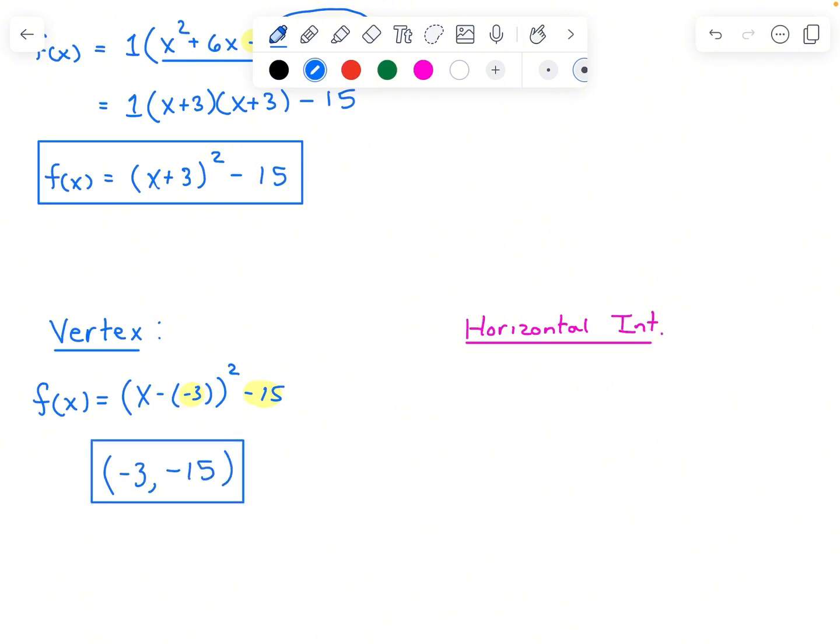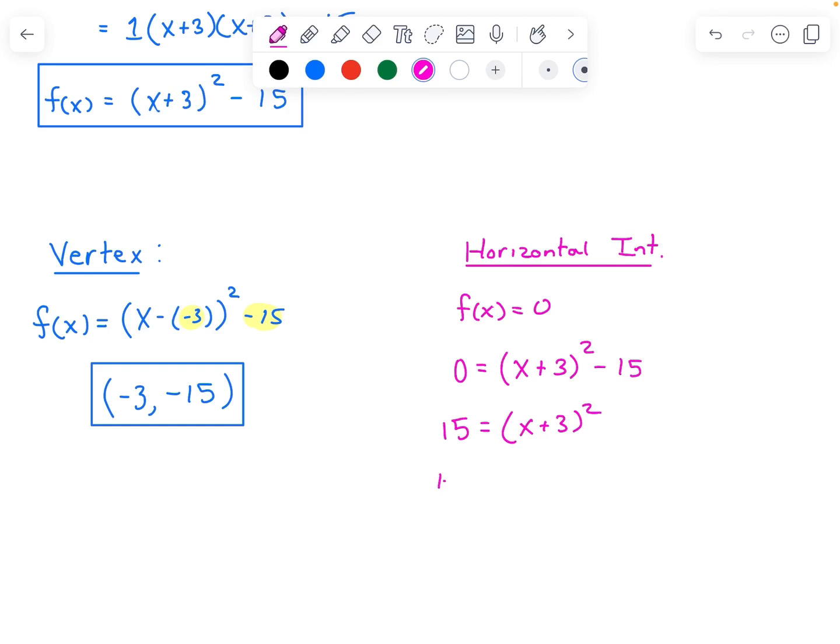For the horizontal intercepts, we need to solve the equation f of x is equal to 0. So I'm going to set the vertex form equal to 0 because it's easier to solve for x using this form. Now I'm going to add 15 to both sides. And then take the square root of both sides. And please do not forget the plus or minus sign in front of the square root. And then subtract 3.